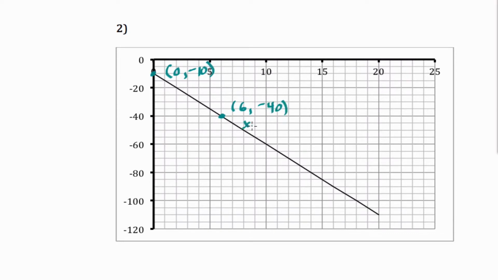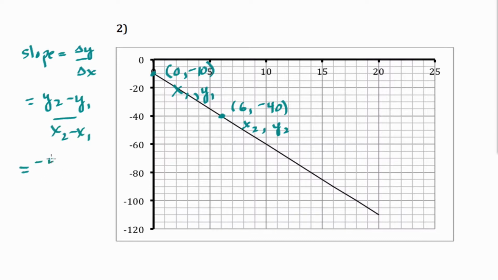This would be x2 and y2. This would be x1 and y1. And if I wanted to find my slope using the method you probably learned in math, slope is change in y over change in x. y2 minus y1 over x2 minus x1.